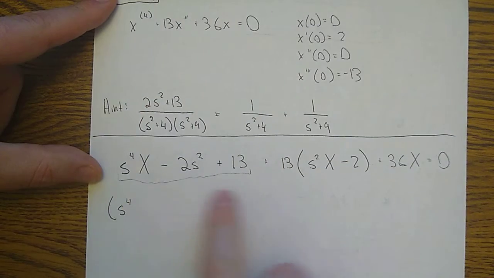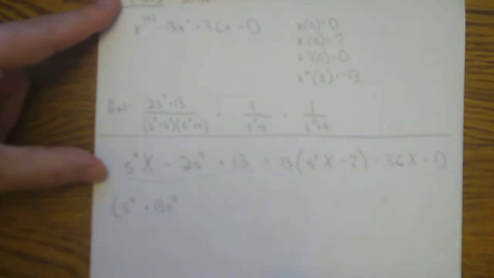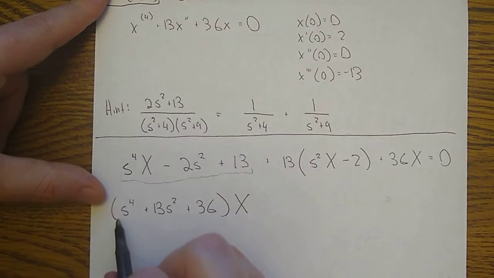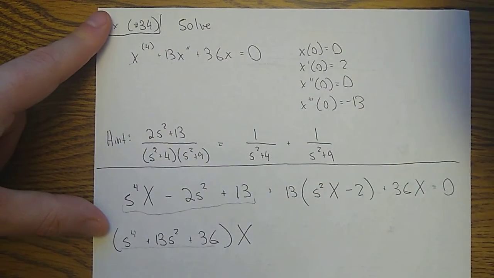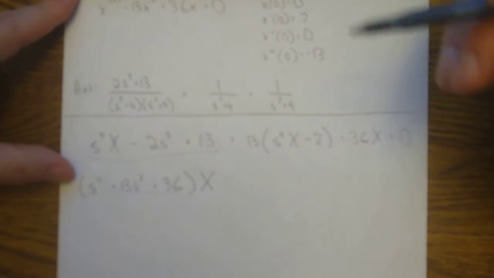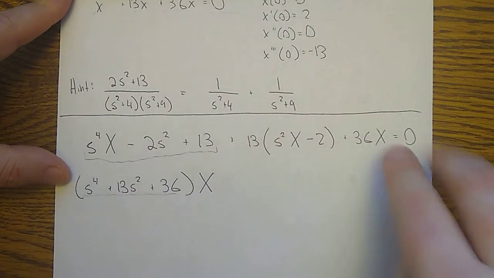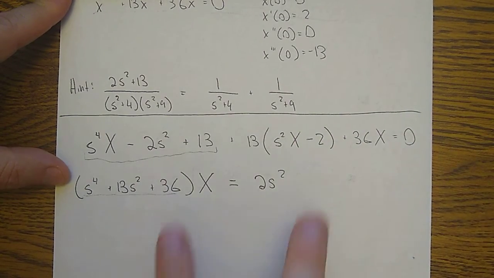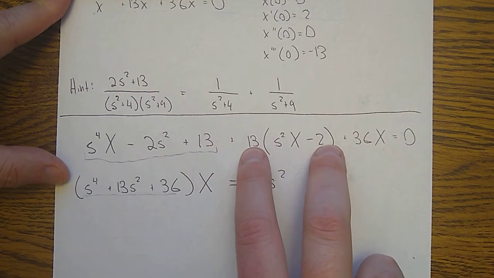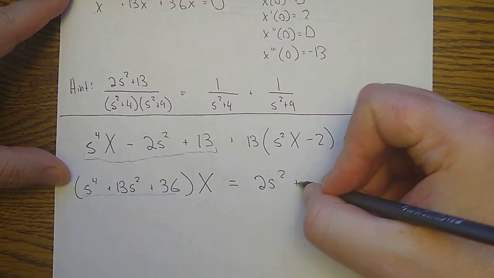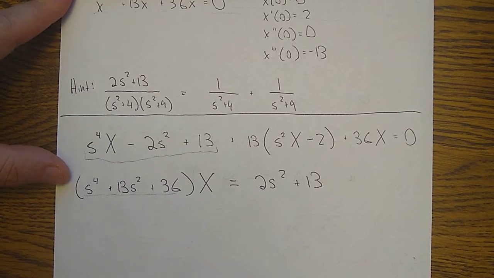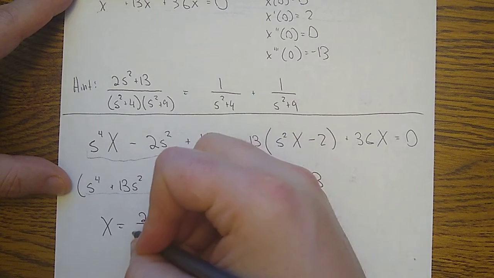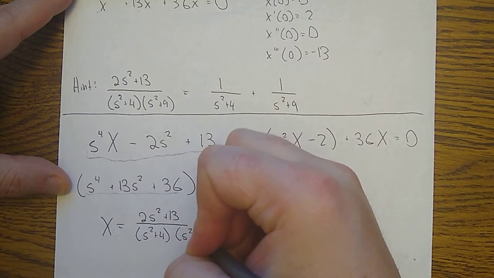So s to the fourth, I would have a 13s squared and a 36. And now, as I've pointed out many times, this is just the characteristic polynomial of this equation. That basically always happens. But what's the rest? I'll get the rest to the other side. So on the other side, I'm going to have a 2s squared. And then I've got some constants. Let's see, I've got a 13 minus 26 here, so this is like a negative 13 on the left. When I move it to the right, it would be a positive 13. So x is 2s squared plus 13 over s squared plus 4, s squared plus 9.